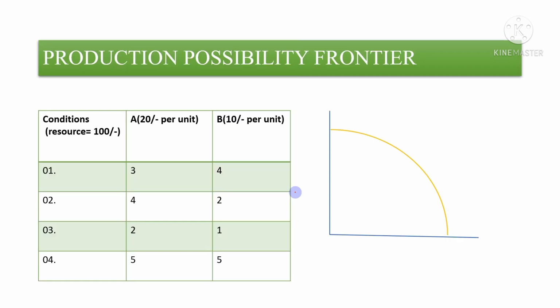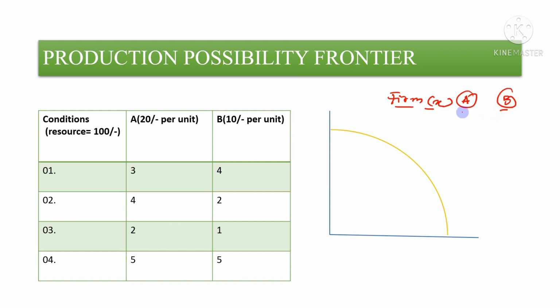So now, what is a production possibility frontier? Basically, suppose that there is a firm, firm X, and they have the option of producing either product A or product B.